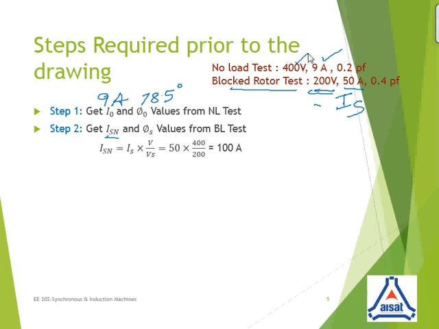So ISN is equal to IS into V divided by Vs, where IS is obtained from the blocked rotor test, 50 ampere, into V, that is rated voltage, again 400 volt, divided by Vs. Vs is nothing but 200 volt, which is obtained from the blocked rotor test. All the suffix small s denotes blocked rotor test, that is this 200 is denoted by V suffix s. So ISN amounts to 100 amps.